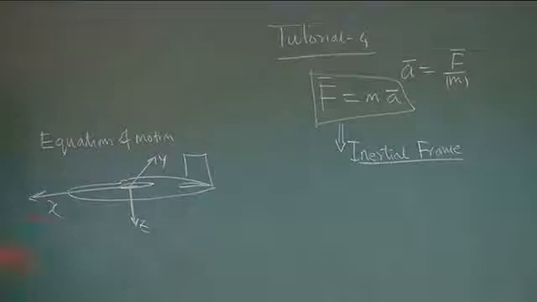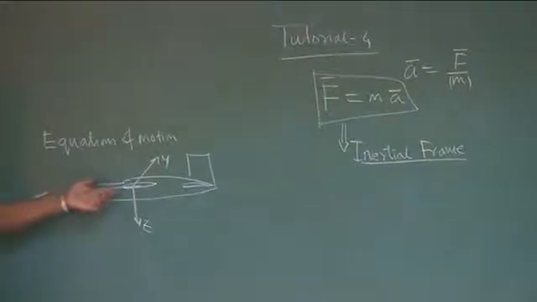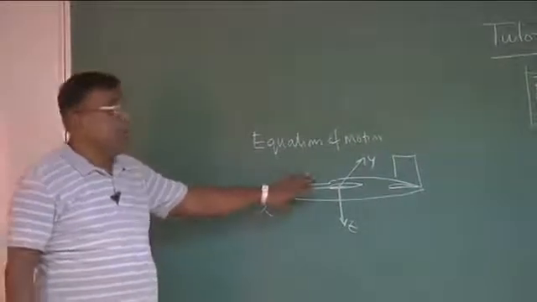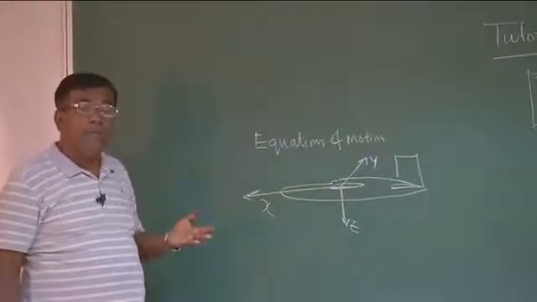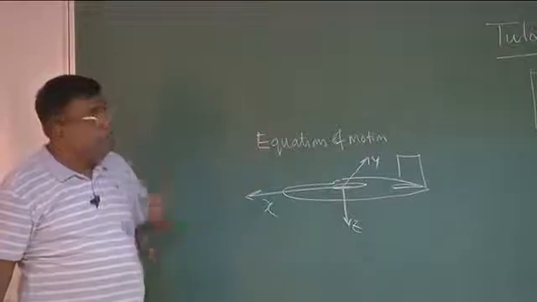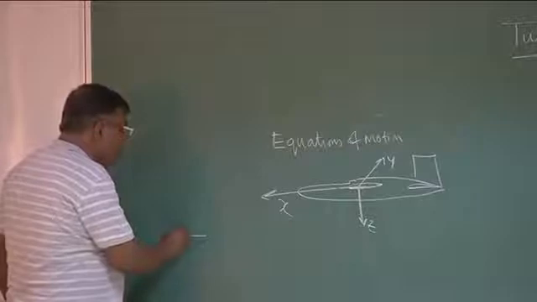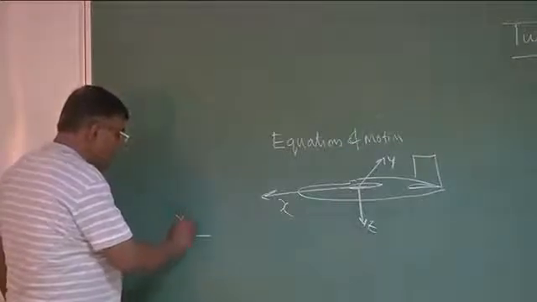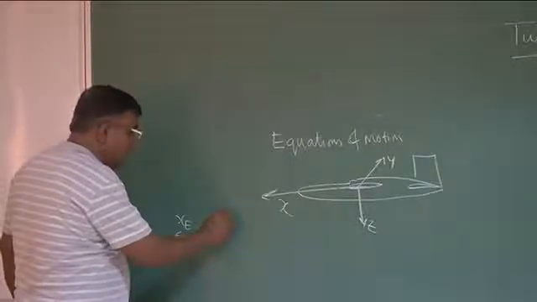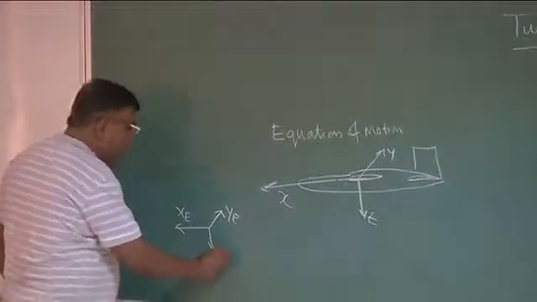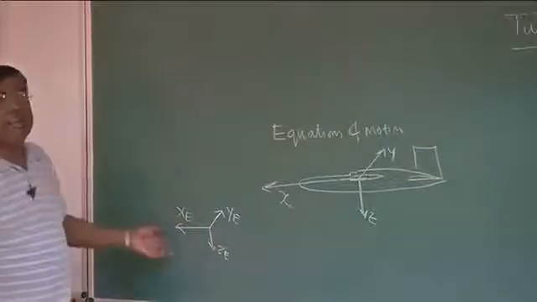But see, we have chosen an axis fixed to the body, so as the body rotates, the axis rotates. So definitely this axis is not an inertial frame. So how to apply F equal to ma? So we said, okay, we will use the earth fixed axis system for our dynamic stability analysis as an inertial frame.